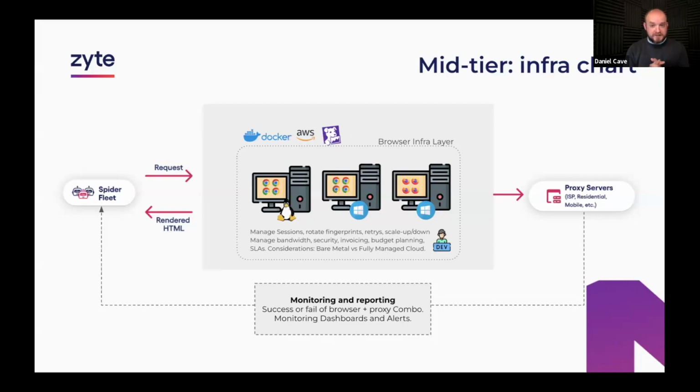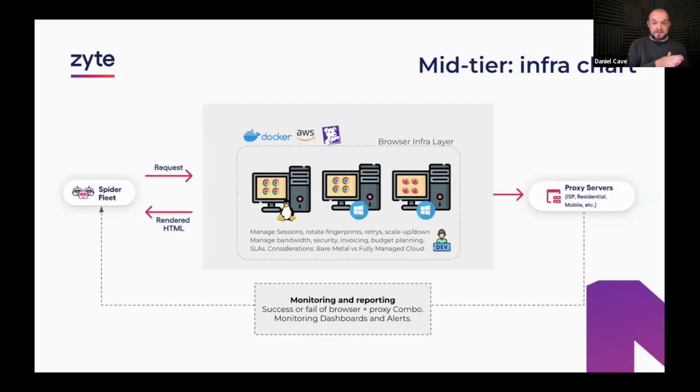So what you're seeing here is a typical mid-tier headless browser setup, where you've got your spiders on the left, of course, making requests. And then you've got multiple machines, potentially in the cloud, potentially on-premise, potentially just bare metal servers you've got yourself. But because you've got lots of servers, lots of computers, lots of browsers, you need to start thinking about your browser infrastructure layer and how you're going to scale that up, scale that down. Are you going to use Docker, AWS, Datadog to do the monitoring? And again, you've got to think about how you're managing sessions, rotating stuff.